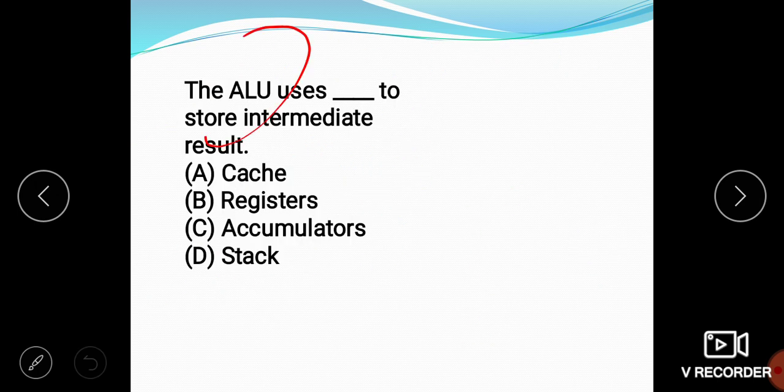Now next is ALU. ALU stores the immediate result into the accumulator, and cache is the smallest and fastest register, and stack performs push and pop operations in LIFO method.